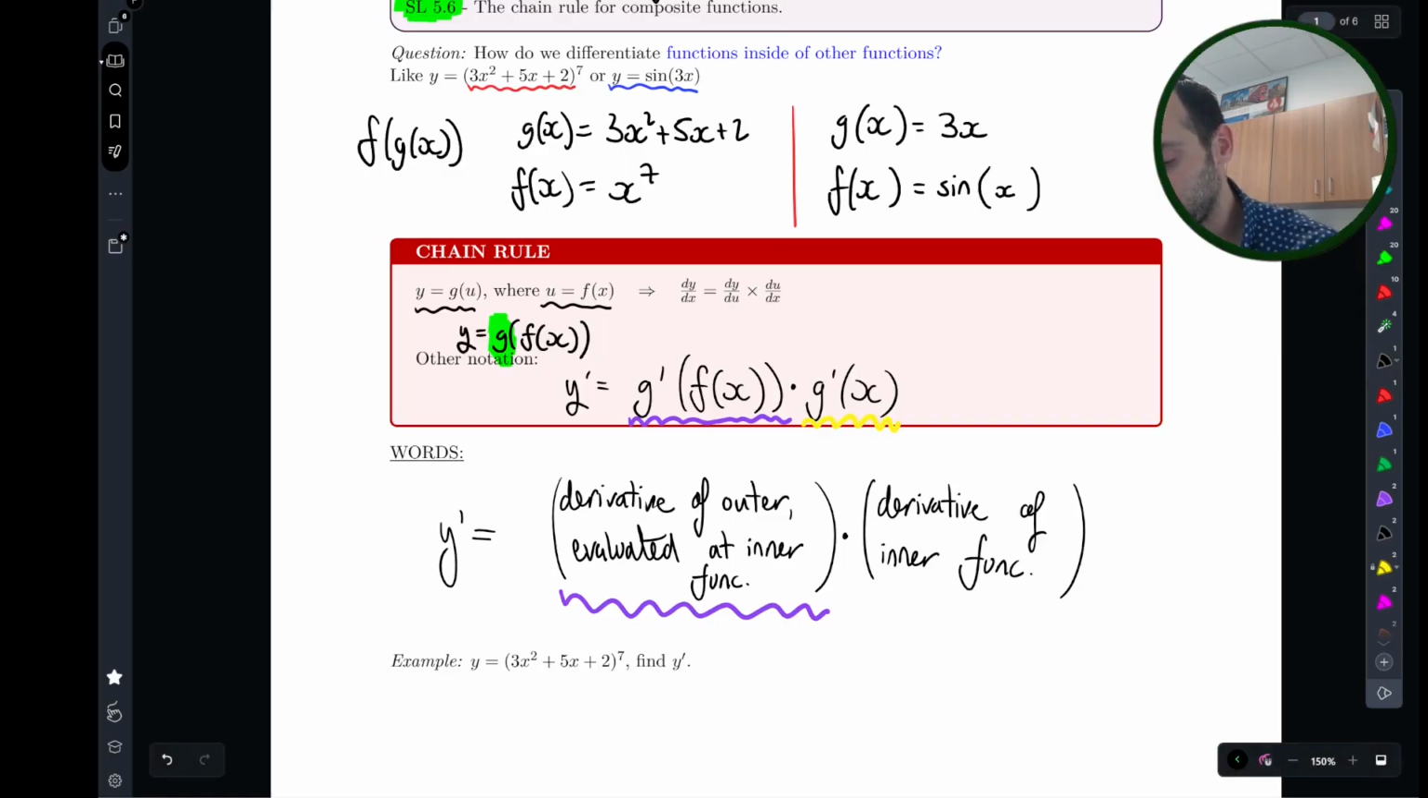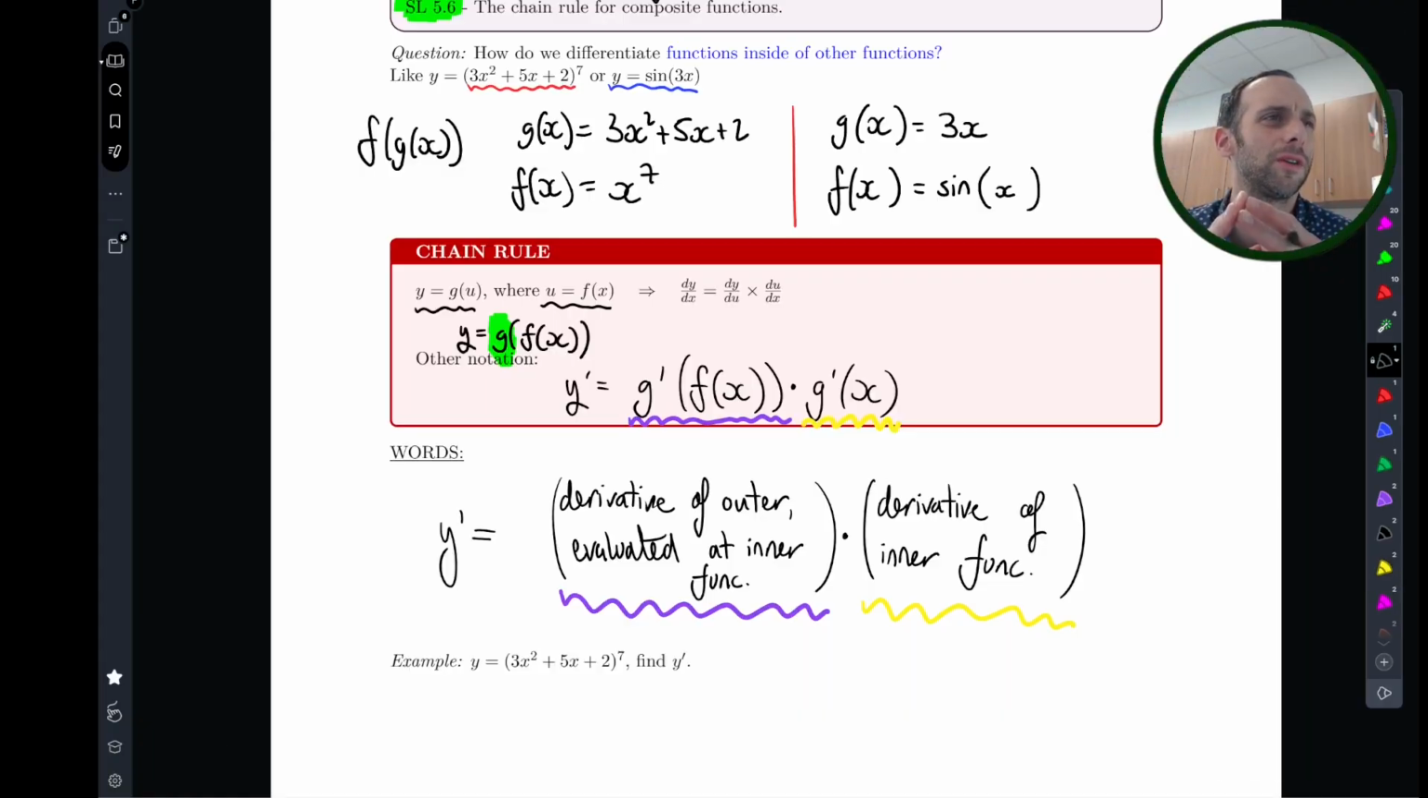So this chain rule breaks down the derivative of the outer, leave the inside alone, times the derivative of the inner, multiplied on the end.